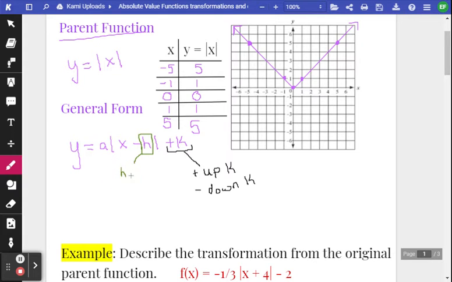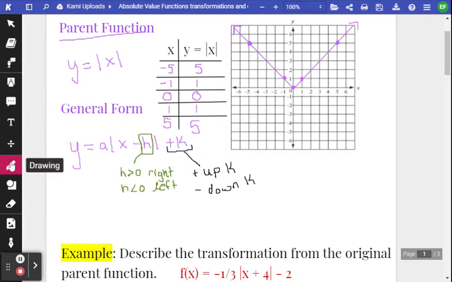So if the h value is greater than 0, then that means we're going to the right. If our h value is less than 0, that means we're going to the left. We'll do the example down below in a minute, but as of right now, if h is greater than 0, we go to the right. If h is less than 0, we head to the left. Again, however many units we're talking.